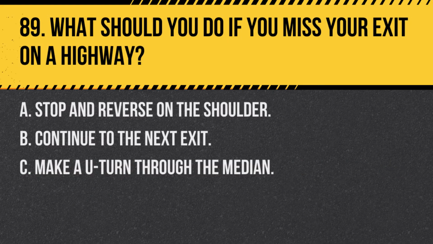Question 89. What should you do if you miss your exit on a highway? A. Stop and reverse on the shoulder. B. Continue to the next exit. C. Make a U-turn through the median.